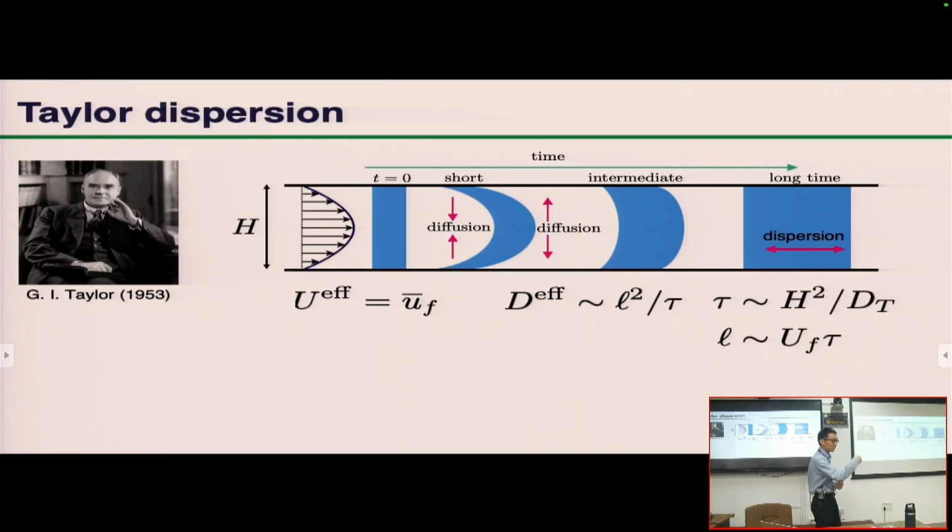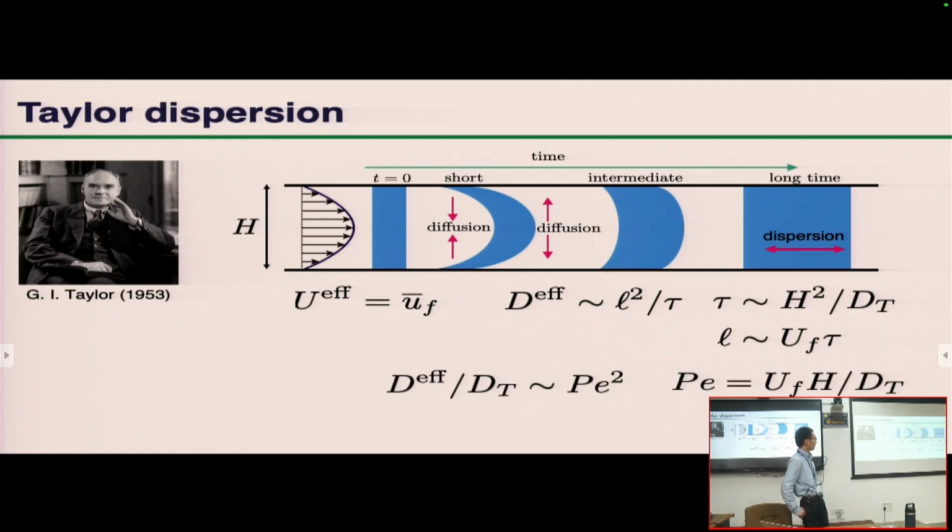But there's a time scale associated with this random walk, and that time scale is the diffusive time scale. How long does it take for the particles to migrate in a vertical direction? That's given by the size of the channel squared divided by the molecular translational diffusivity. If you take L squared divided by tau, as we did before, you get this relation. If you make this dimensionless by comparing the effective diffusivity to the Brownian value, you get a Peclet squared scaling, where the Peclet number essentially measures the relative importance of the fluid velocity compared to Brownian diffusion.